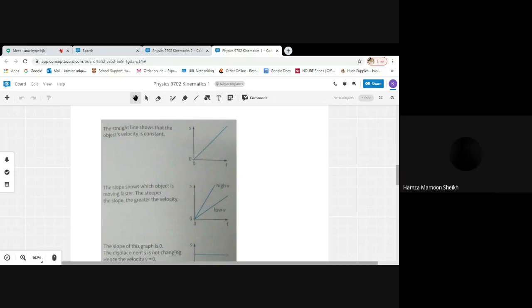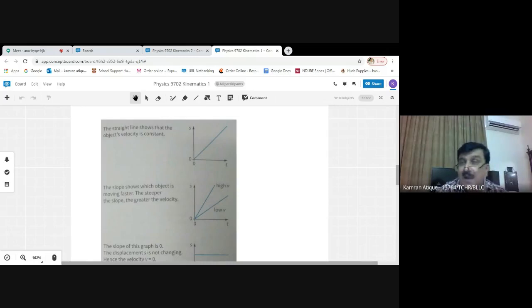Sir, I need to understand this part. I'm repeating, y2 minus y1 will be defined by us, the physics teachers, as the change in the quantity which is being plotted on the y-axis for any graph. Okay, Hamza? Yes, sir. And x2 minus x1 will be defined by us, the physics teachers, as the change in the quantity which is being plotted on the x-axis for any graph. Is it okay, Hamza?